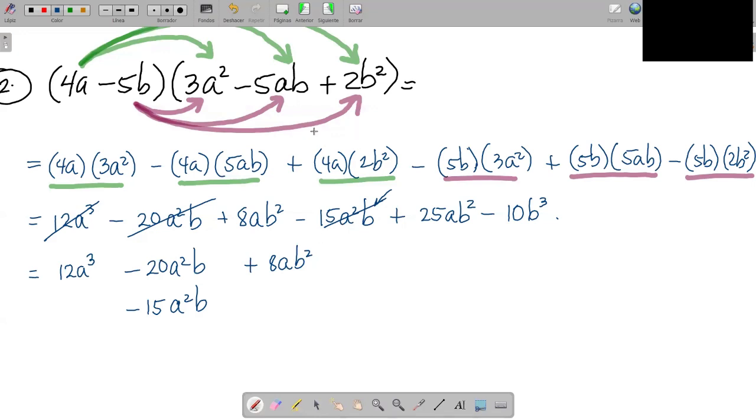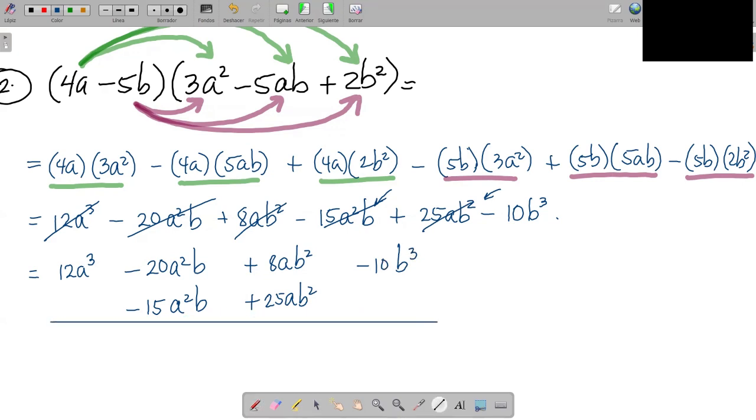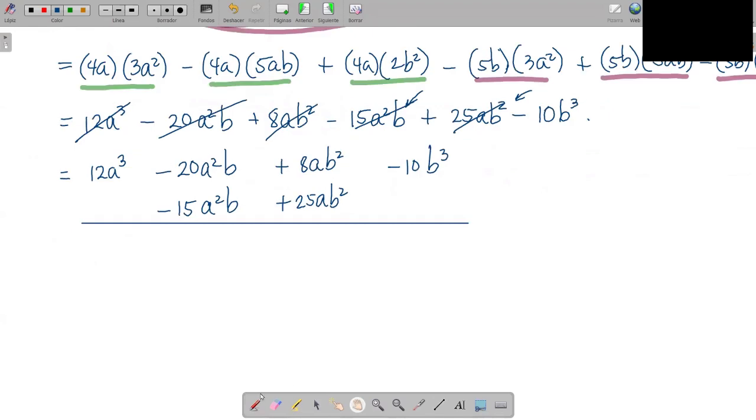Okay, sorry for the interruption. So we start. Now we were, okay. I wrote this 8ab to the square. Do we have another ab to the square? Yes, this one. So plus 25 ab to the square, and finally this minus 10b to the cube. Now I'm going to draw this line because I'm going to start reducing the like terms. So we repeat this in the answer. Well, a to the cube.